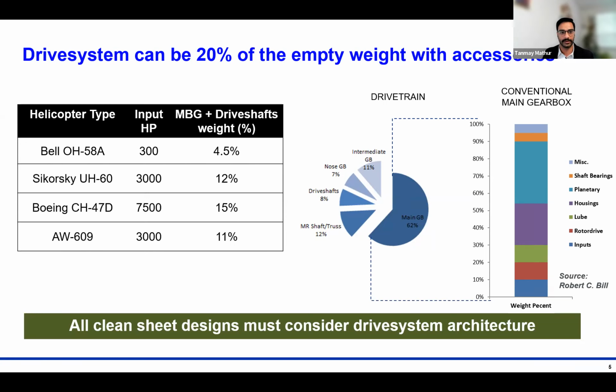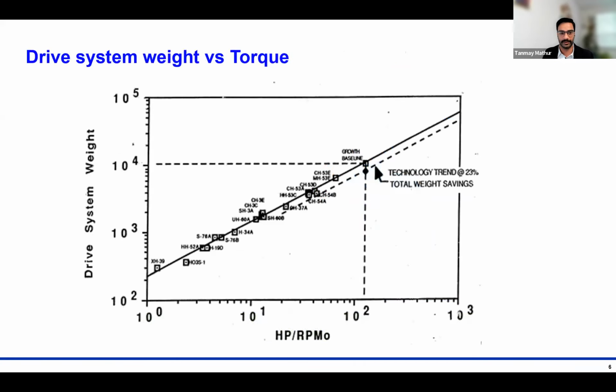Okay. All right. Now, if you try to fit the weights and try to get a trend out of what the drive system weights look like for different helicopters, you get a trend like this on a log plot, which shows the drive system weight on the y-axis. And on the x-axis, you have the horsepower divided by the output RPM. So this is a measure of the output torque.